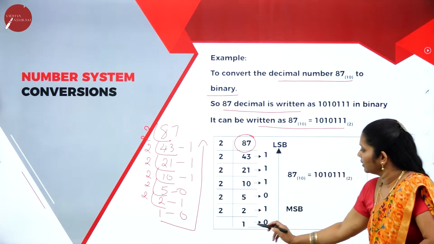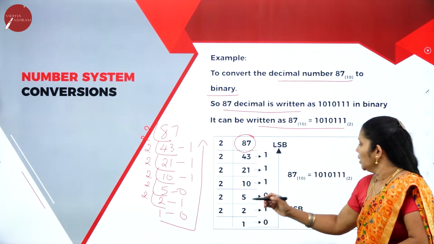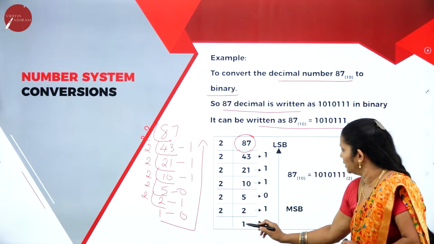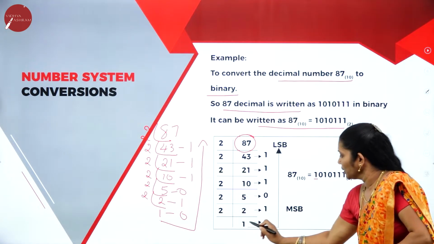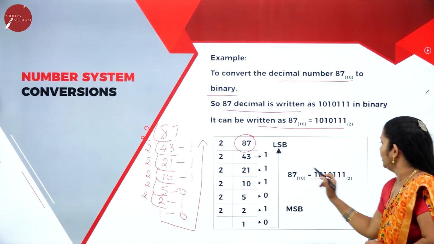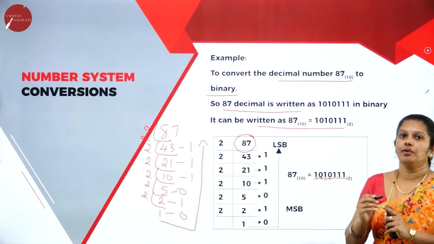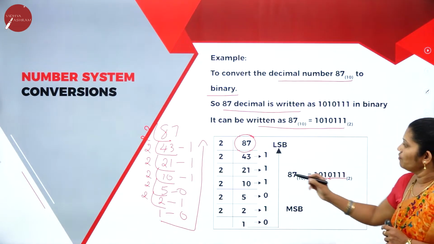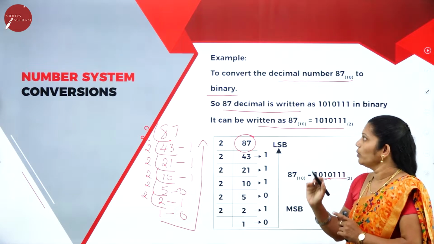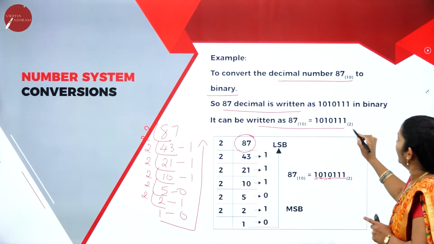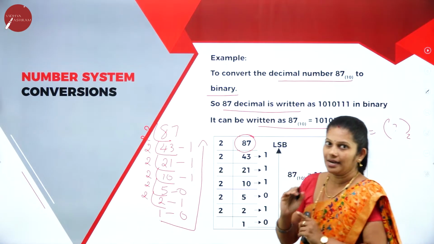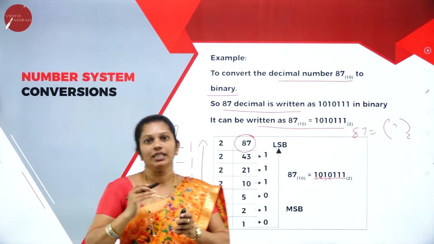Then the result: the last digit can be called the most significant bit and the first remainder the least significant bit. Note down the values from this. See, first 1, then 0, then once again 1, next 0, then 1 1. Like this format, you have to write the value. Then here we divided this by 2, so in the base we have written 2. It means that now we have converted the decimal number 87 to the equivalent binary number.